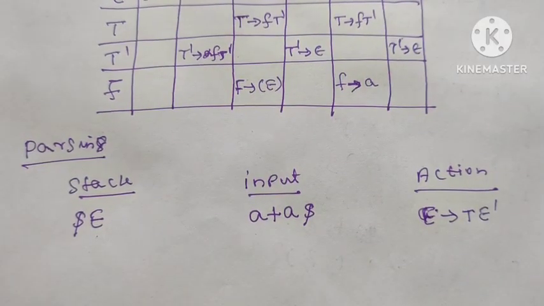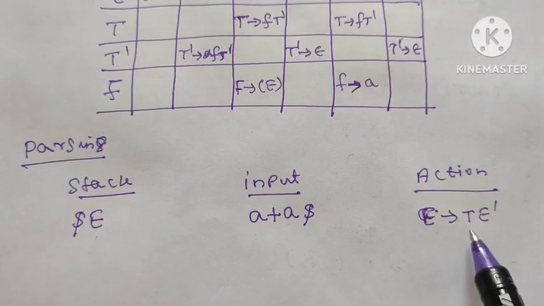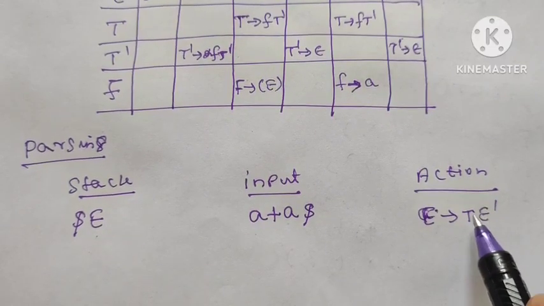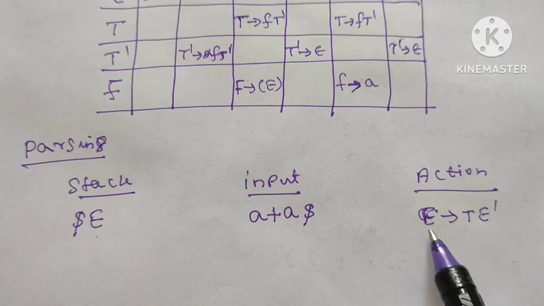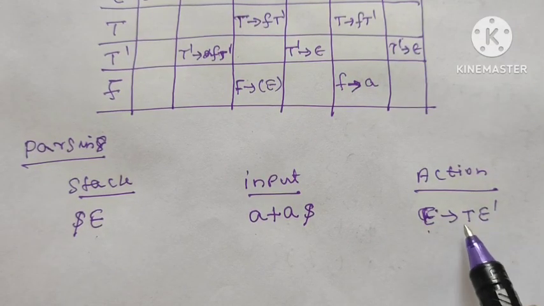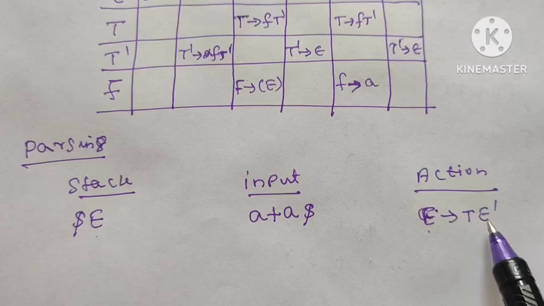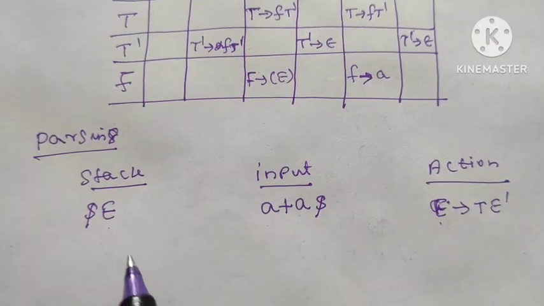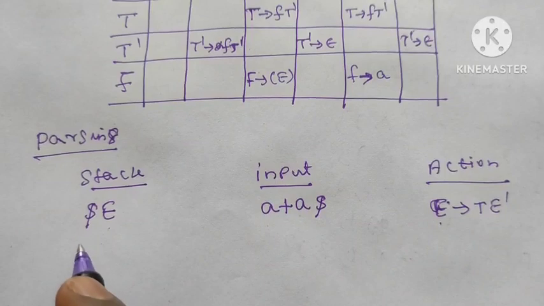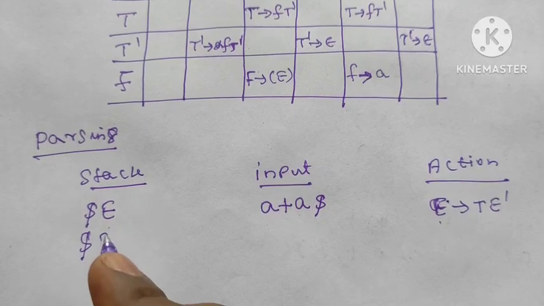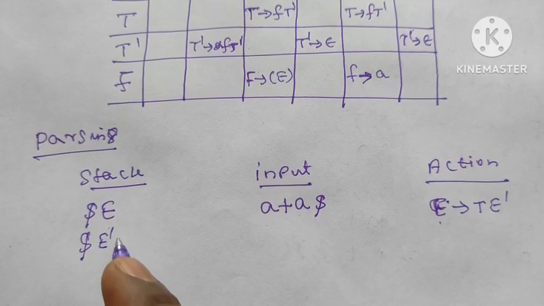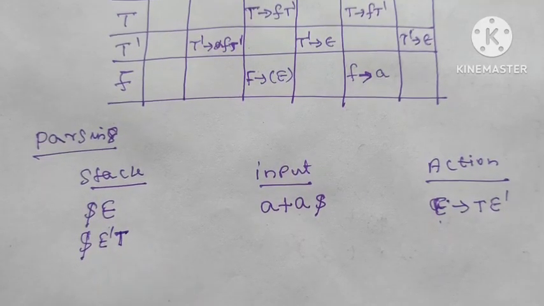Now what do we have to do with this? Since this is a stack, the production body should be written in reverse. That means E should be replaced in the stack by T E dash, but written in reverse, so you write it as E dash T. E is replaced by this, in reverse: E dash, then T.